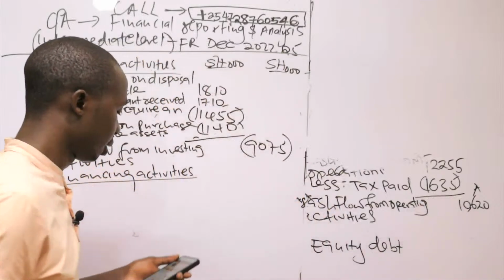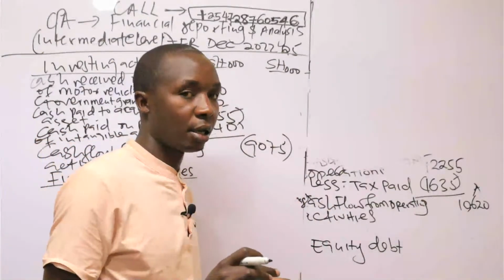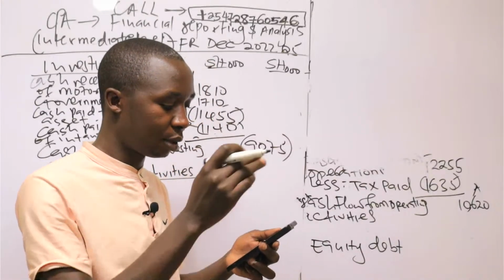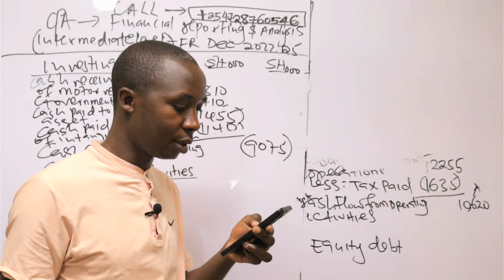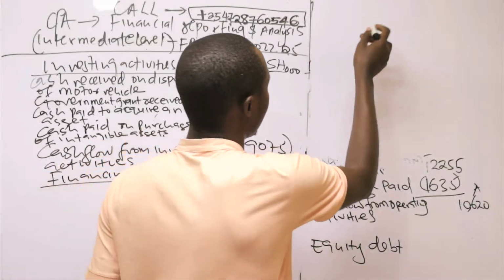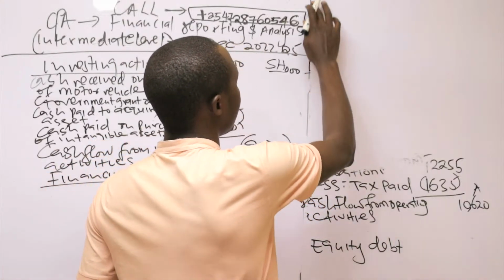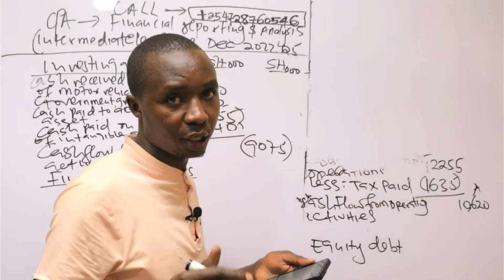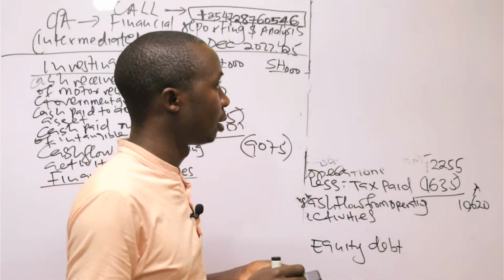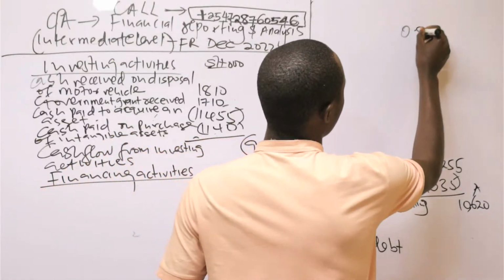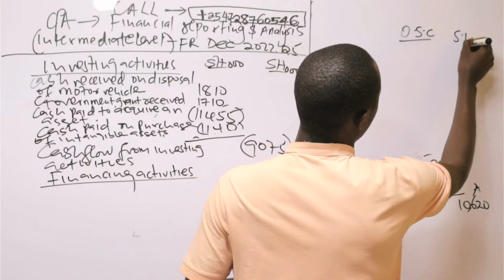So we continue with financing. We check the part of equity and liabilities. Under equity, there's ordinary share capital and share premium. Under that, we need to check if there is an issue of shares or a redemption of shares. So we have ordinary share capital and the share premium.